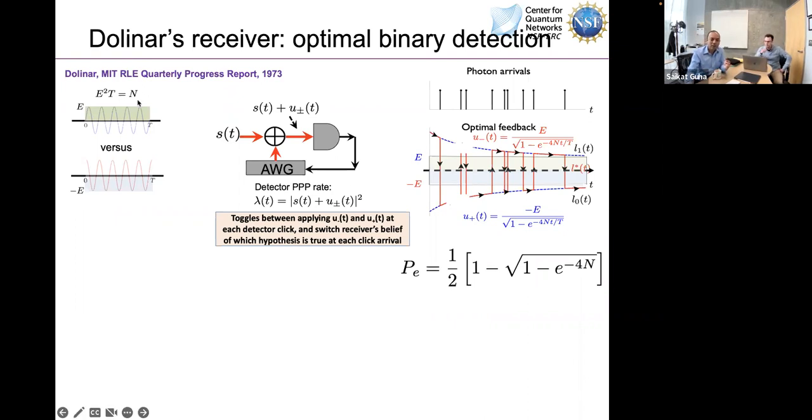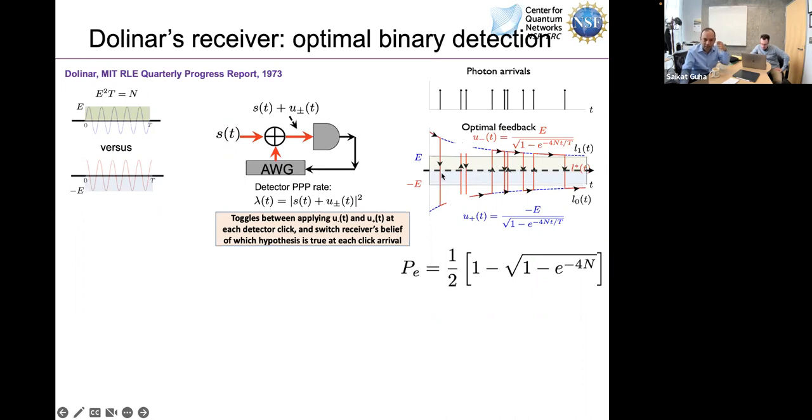What he did was he took the input. So this is plus alpha or minus alpha. I'm just drawing the temporal shape of the pulse. And he adds to it, using that addition that I talked about earlier, alpha plus beta, using the displacement module of the beam splitter, one of two time-varying waveforms, u_plus(t) or u_minus(t). So your actual signal is e or minus e, and you add u_plus or u_minus, and the receiver internally keeps a belief of which hypothesis is true.